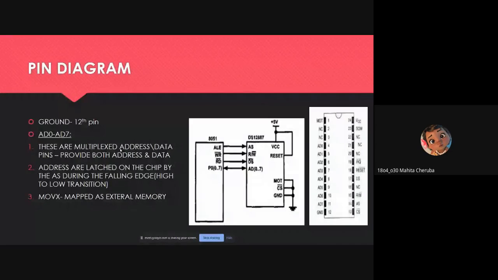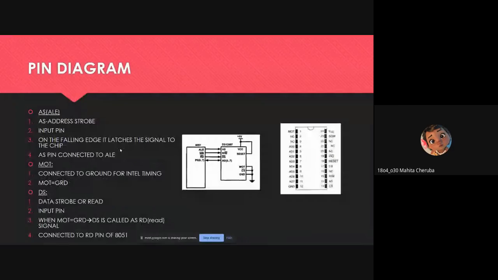So the next pin we are going to is AS. The AS is the 14th pin, and this AS is also called address strobe. And this is the input pin.